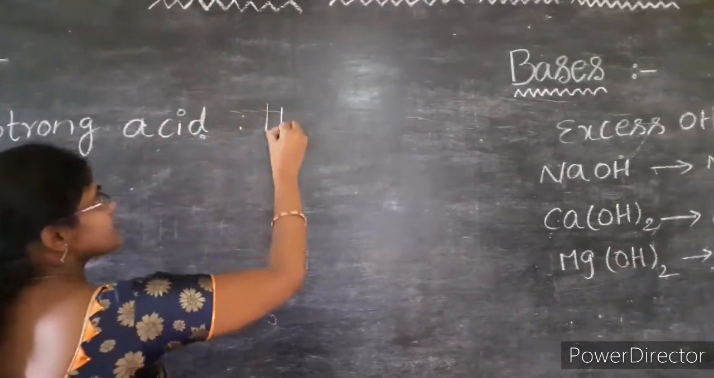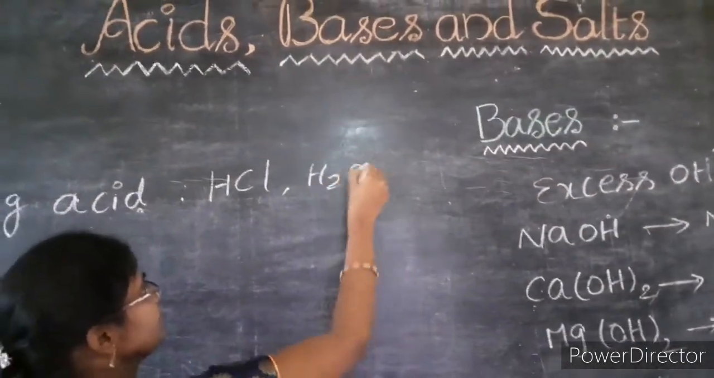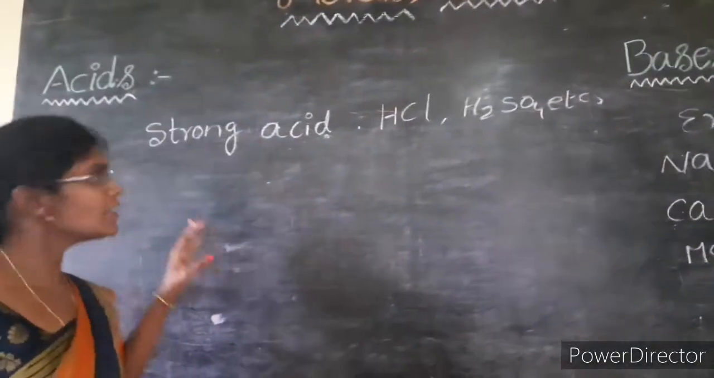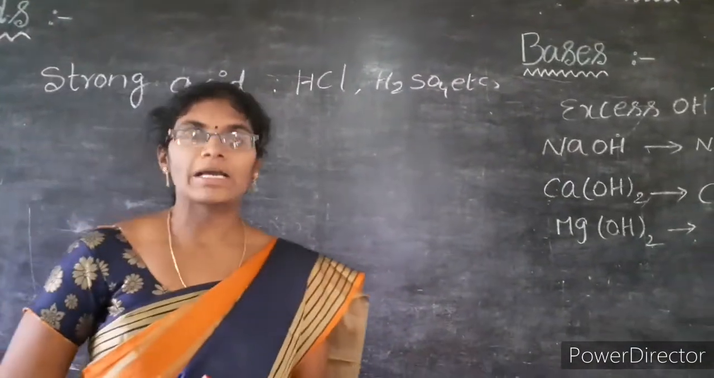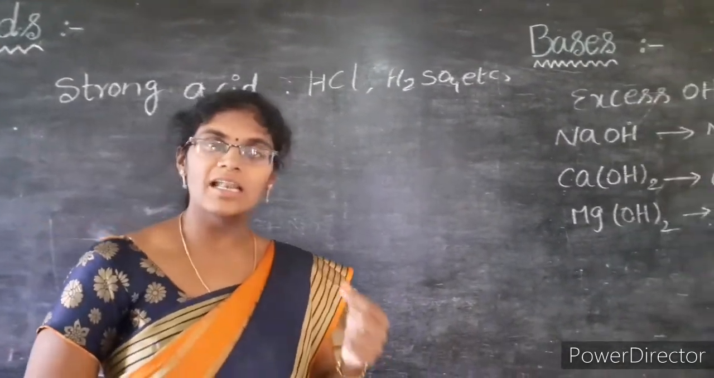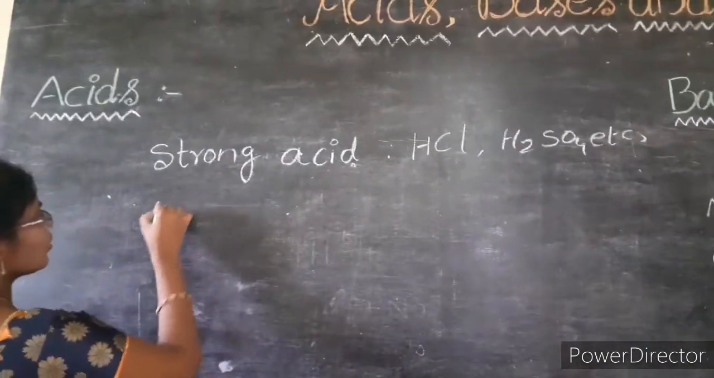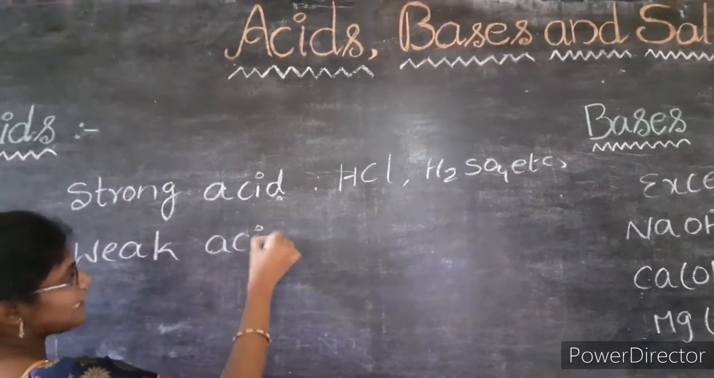Example, HCl, H2SO4, etc. So these all come under strong acids. They release more H+ ions into aqueous solution. Similarly, the acids which release fewer H+ ions into aqueous solution are called weak acids.